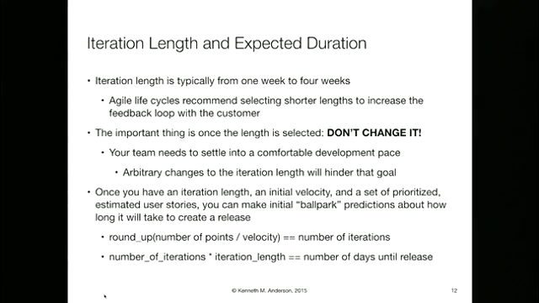You can say, okay, the number of points that we have to complete across all stories is 350, and our velocity is 40. So 350 divided by 40 gives us the number of iterations, and the number of iterations times your iteration length gives the number of days until release. Once you've got these things established, you can start to make predictions about when we think we'll be done with the release, knowing that as soon as we finish the first iteration, our velocity is going to change, and then we're going to have to replan and readjust.